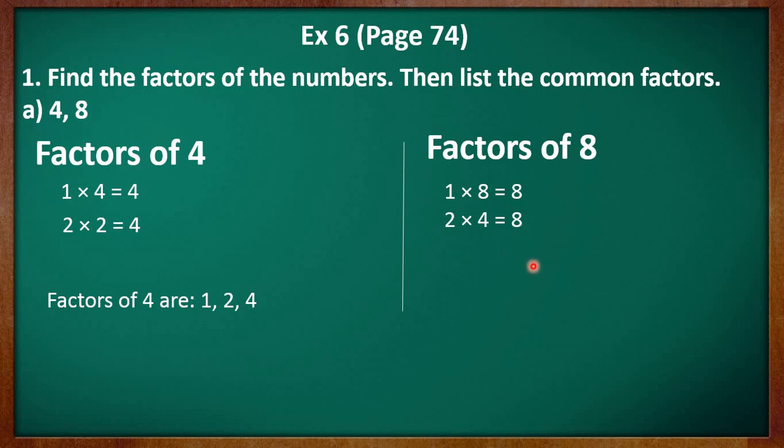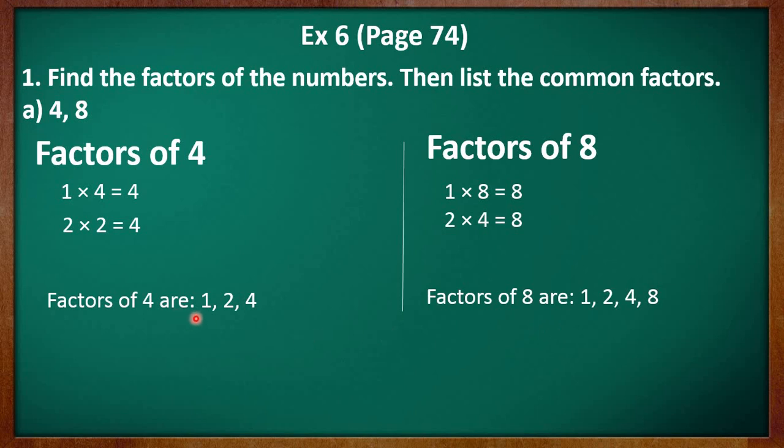Also, you cannot divide 8 by 5. So that means we will stop here. So you may write the factors of 8 as 1, 2, 4 and 8. Now let's observe the numbers that are appearing as the factors of both 4 and 8.